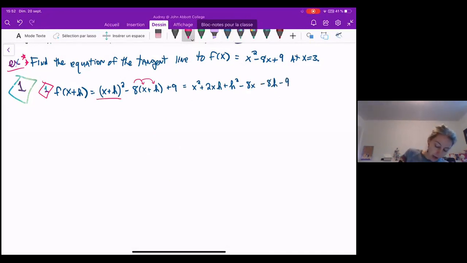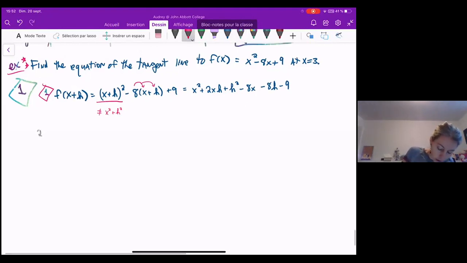Be careful, again, I repeat that we can't just distribute our power. We have to actually FOIL that thing. We're doing x plus h times x plus h. Then we stick this into our limit definition of the derivative.